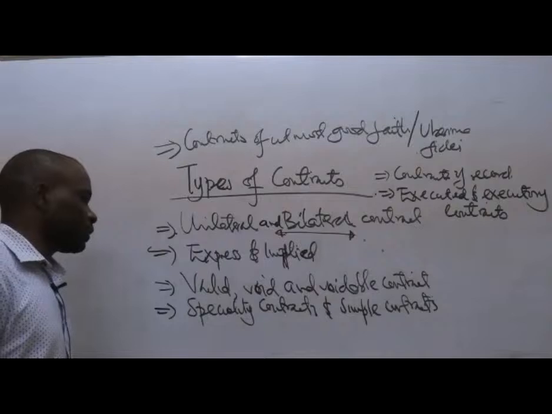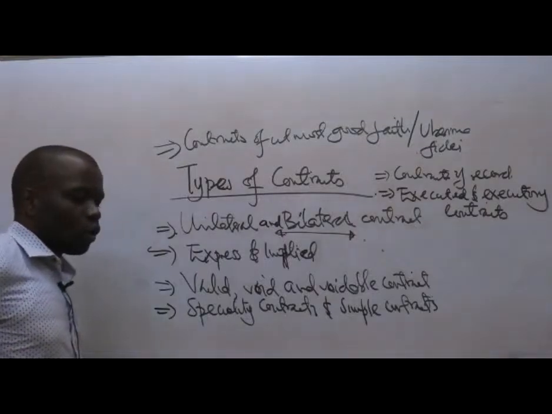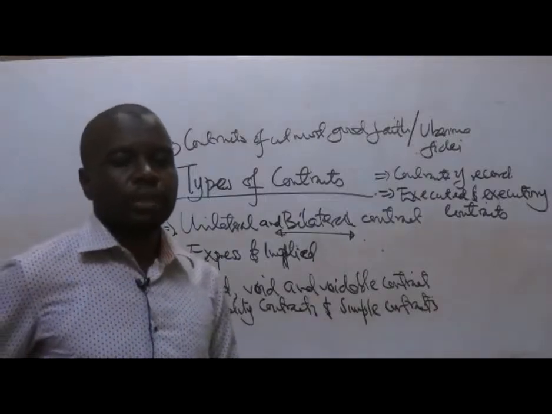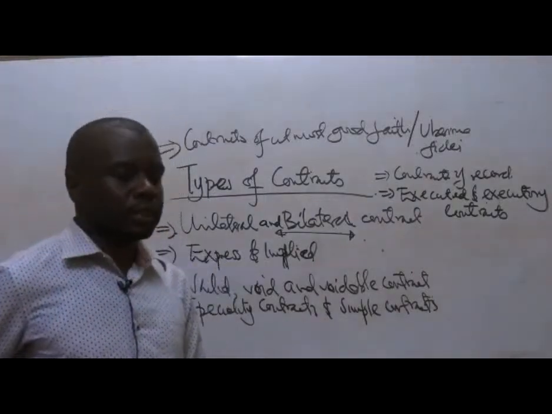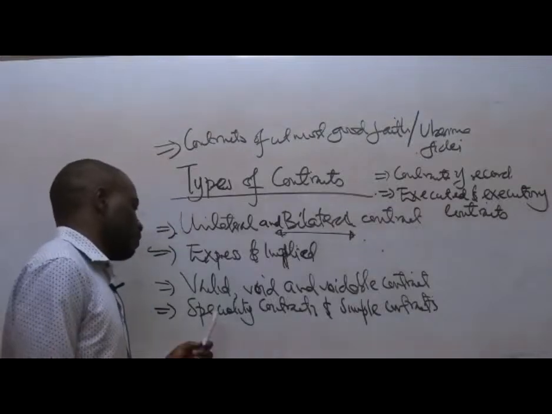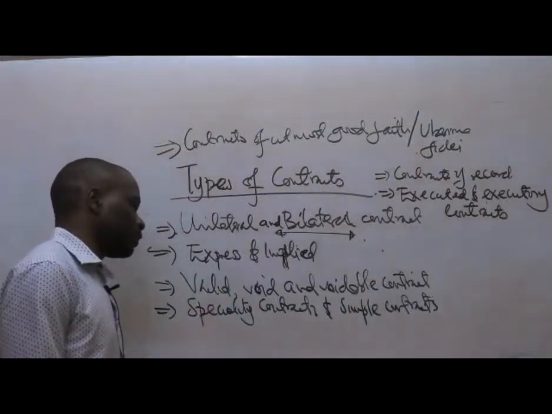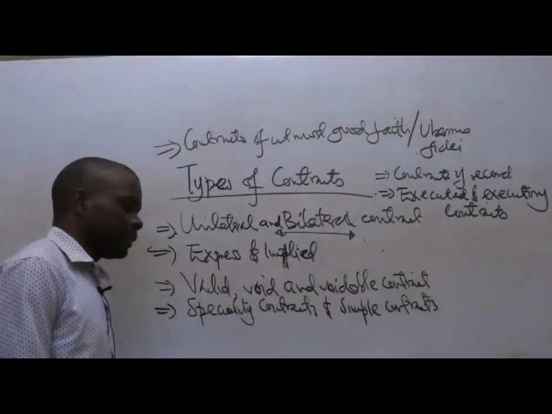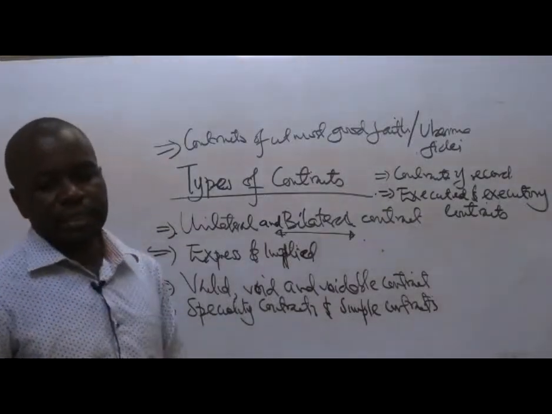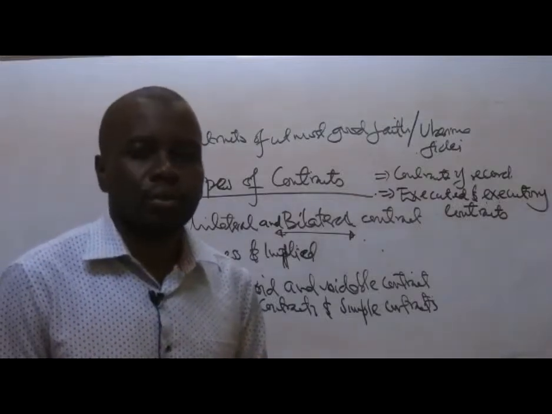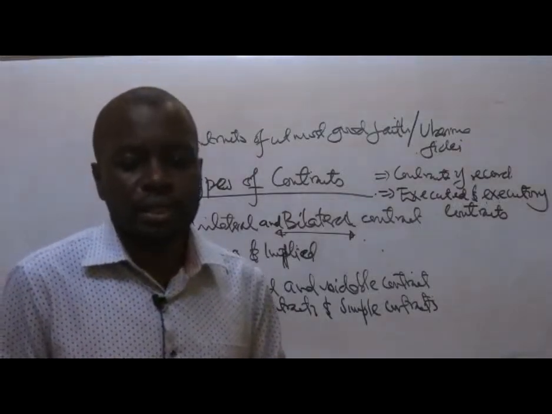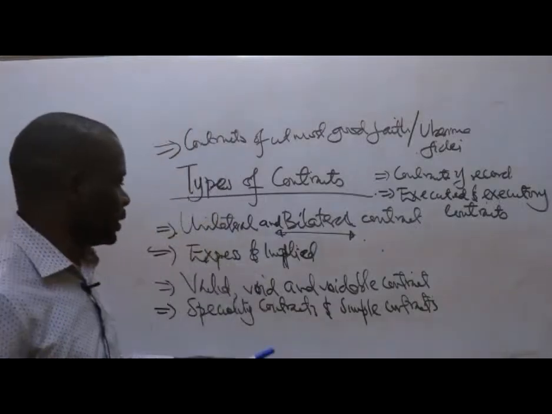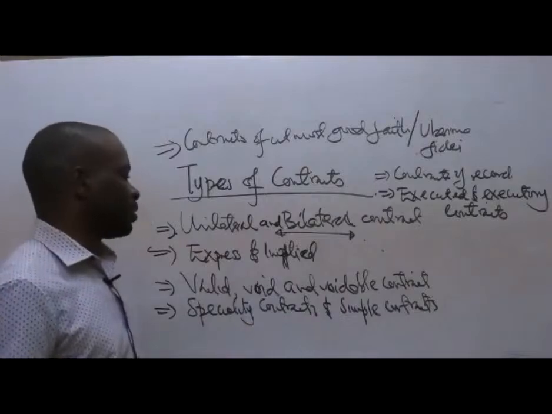So a valid contract is one that meets all the essential elements of a contract. So if all the essential elements of a contract are actually present, such kind of a contract can be termed as being a valid contract. Void, that is now the opposite of valid. It doesn't have the essential elements, or the essential elements are not actually present in such kind of an agreement. So the contract will be termed as being a void or simply an invalid contract.